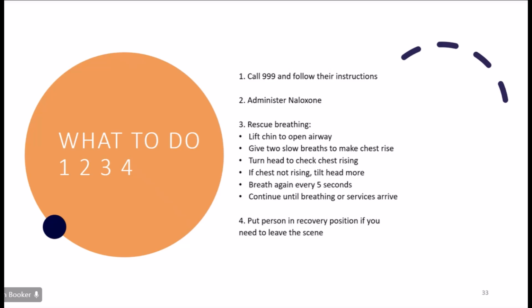Call 999, follow their instructions, administer naloxone, do rescue breathing if they're not breathing, lift the chin and open the airway, give 2 slow breaths to make the chest rise, turn your head to check the chest is rising. If the chest is not rising, tilt the head more. Breathe again every 5 seconds. Continue until they are breathing or services arrive. Put the person into recovery position if you need to leave the scene.